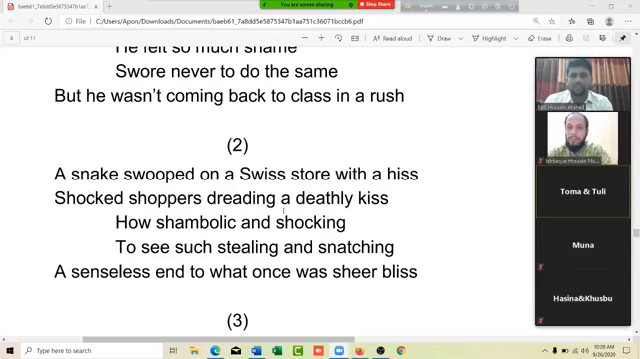The poem number 2. A snake shopped on a Swiss store with a hiss. Shocked shopper dreading a deadly kiss. How symbolic and shocking. To see chairs telling and stretching. A senseless into what once was sheer bliss. Sir? Mistake, sir.